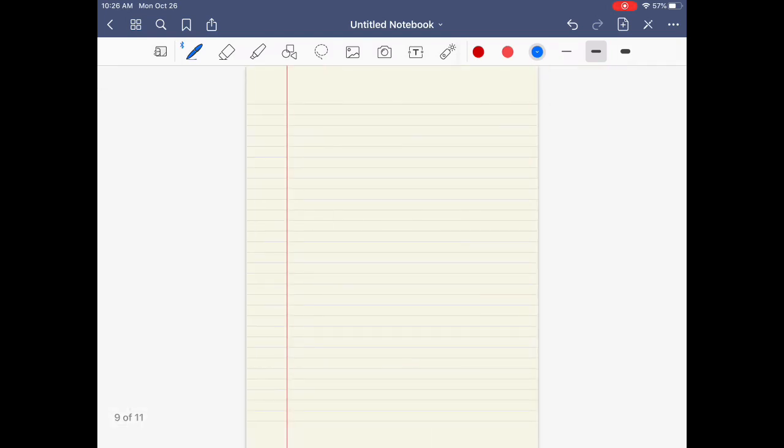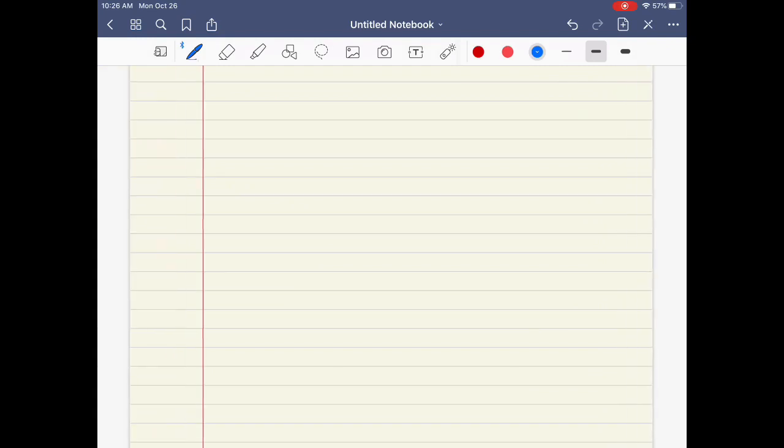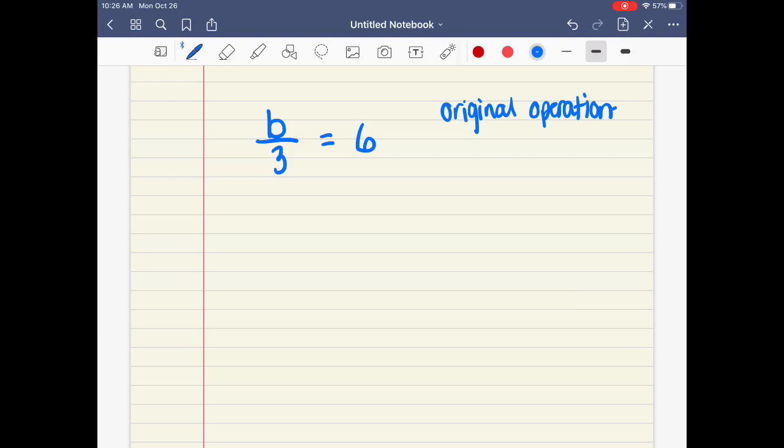All right, our last example that we're going to do, I couldn't really type out nice and pretty on the slides because it's hard to write division on the slides, so I'm just going to write it right here. So our example is b over 3 equals 6. So obviously here our original operation is division. The inverse operation of division is multiplication.